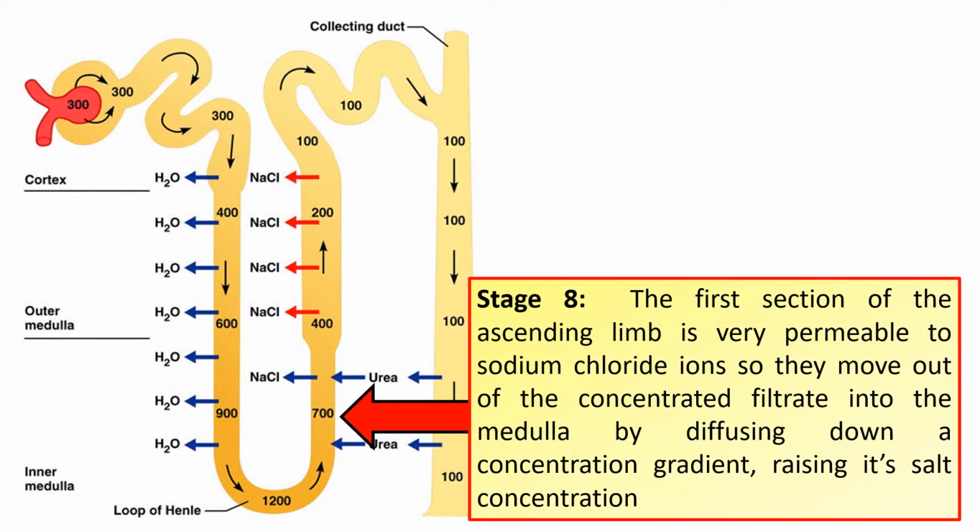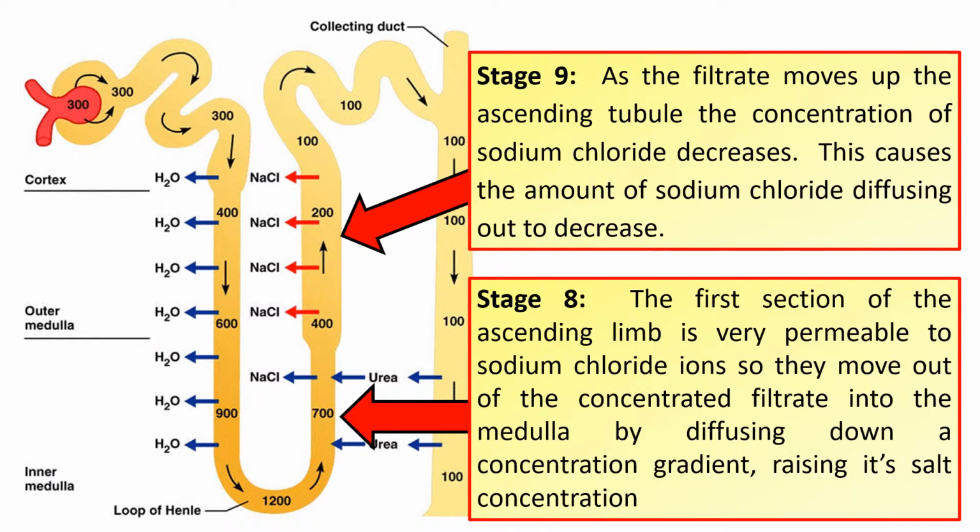The first section of the ascending limb is very permeable to sodium ions, so they can move out of the concentrated filtrate back into the medulla by diffusing down the concentration gradient, raising its salt concentration. As the filtrate moves up the ascending loop, the concentration of sodium decreases. This causes the amount of sodium chloride diffusing out to decrease.